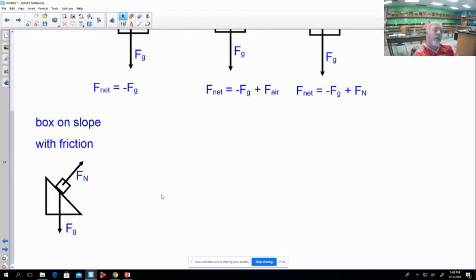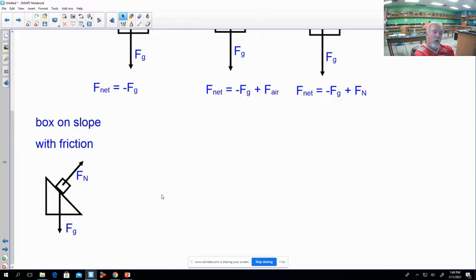Now we also have the force of friction. Now friction opposes the direction of motion. Right? And we have two types of friction. We'll learn about that here soon. But we have something called static friction. So when it's not moving, this is the friction that keeps it from moving. And we have dynamic friction, which is when it's already moving.